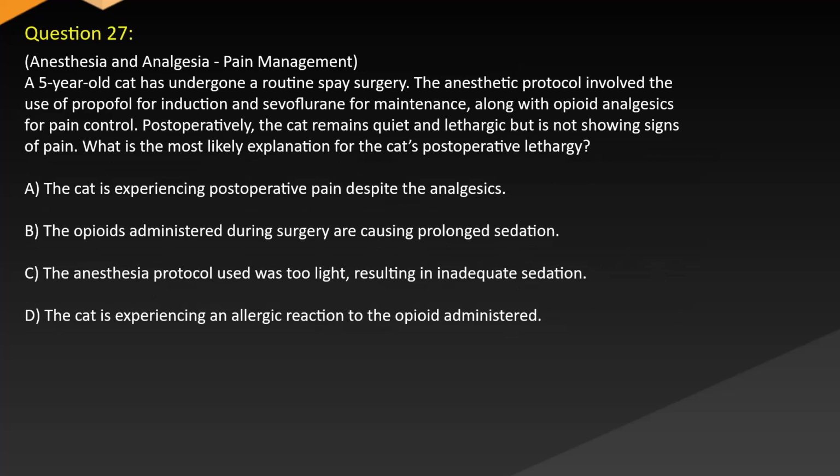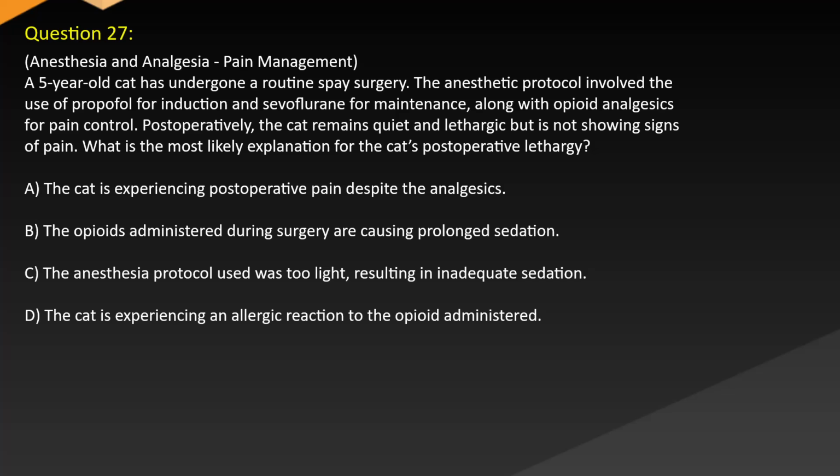Question 27. Anesthesia and analgesia. Pain management. A 5-year-old cat has undergone a routine spay surgery. The anesthetic protocol involved the use of propofol for induction and sevoflurane for maintenance, along with opioid analgesics for pain control. Postoperatively, the cat remains quiet and lethargic but is not showing signs of pain. What is the most likely explanation for the cat's postoperative lethargy?